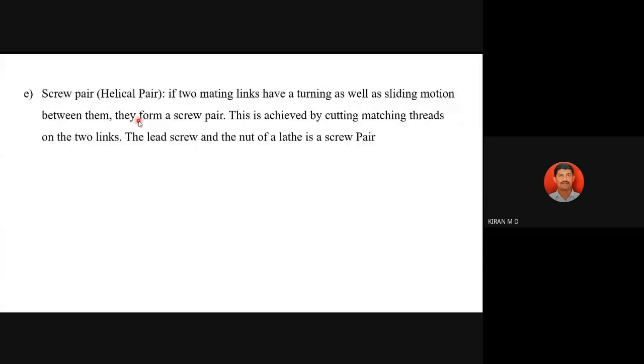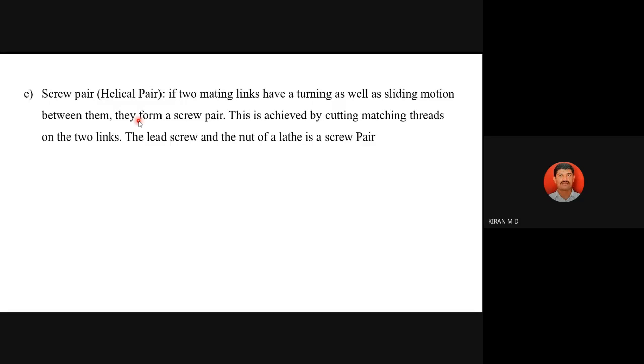It is like a sliding motion only, but when it is moving, it gives two degrees of freedom. For example, a screw jack. When you rotate the screw, the jack will move up and down. This is achieved by cutting threads on the two links. The lead screw in your lathe: when the lead screw rotates, the carriage will move left and right. Even a nut and bolt: when you rotate the bolt or nut, the bolt will move up and down.